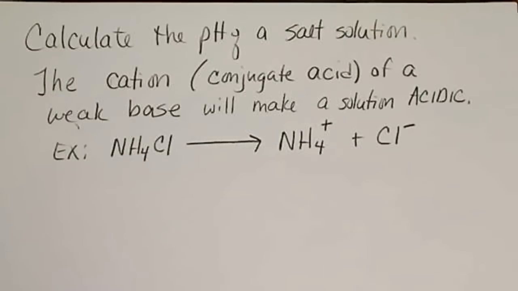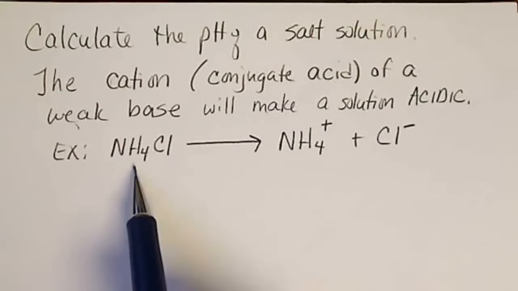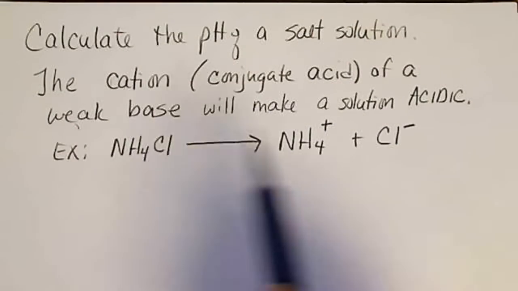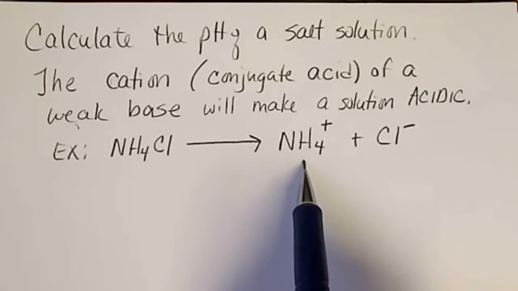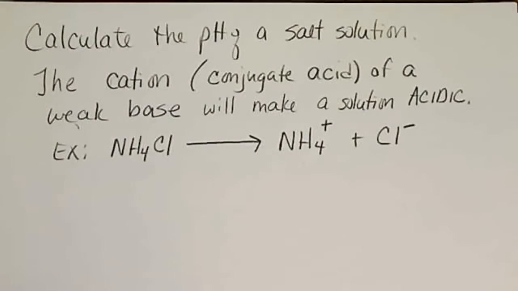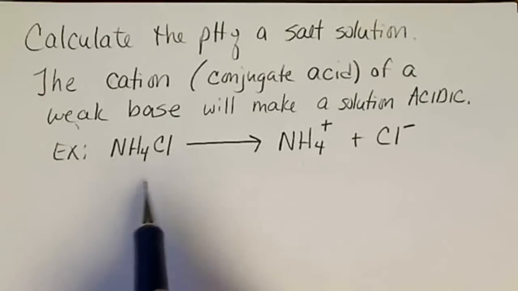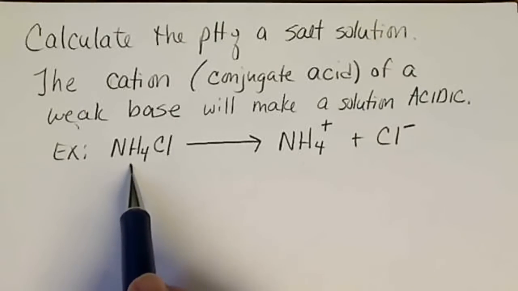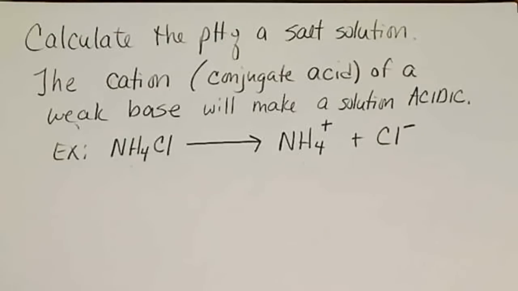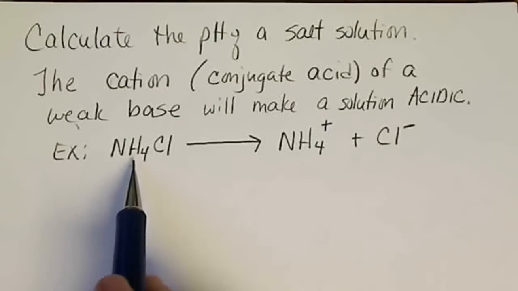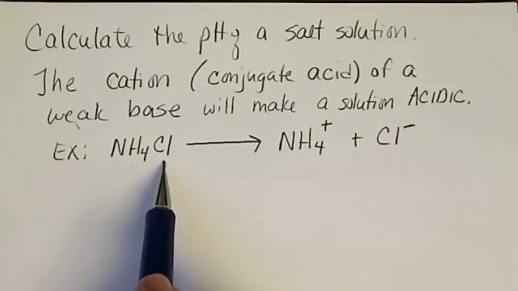In this video, we will calculate the pH of a solution when that solution contains a salt that is the conjugate acid of a weak base. Generally, these are a little bit harder to recognize. So ammonium is a very common salt cation, and this is ammonium chloride.